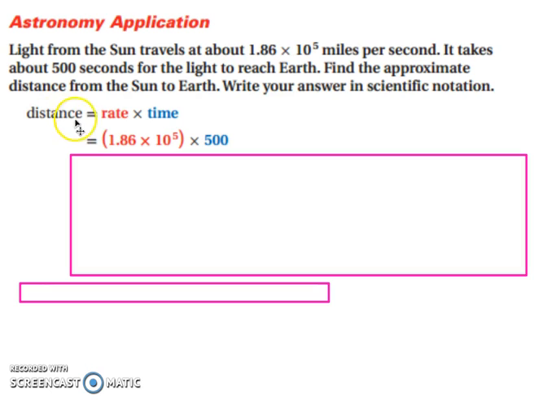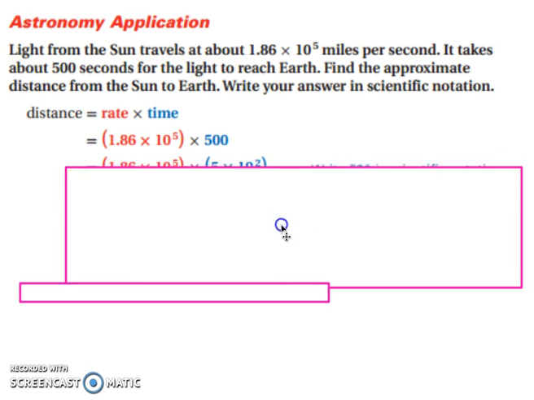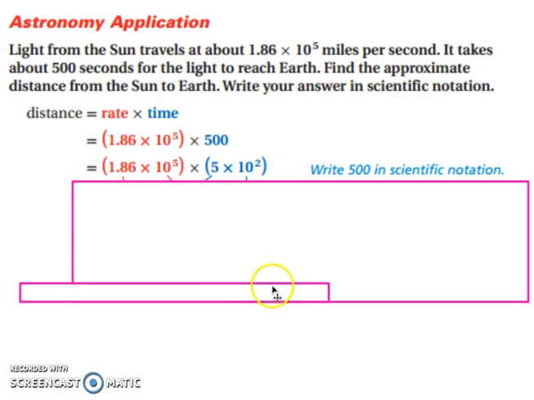So we know that distance equals rate times time. So we have our rate, and our time, which is our 500 seconds. So there's a few steps we have to take in here. So step 1 is going to be to write 500 in scientific notation. So now that you have both of these looking similar, we're going to put our 1.86 and our 5 together, and we're going to multiply our 10 to the 5th and our 10 to the 2nd together.